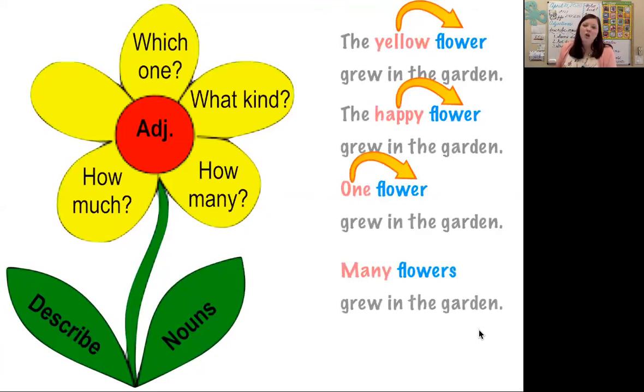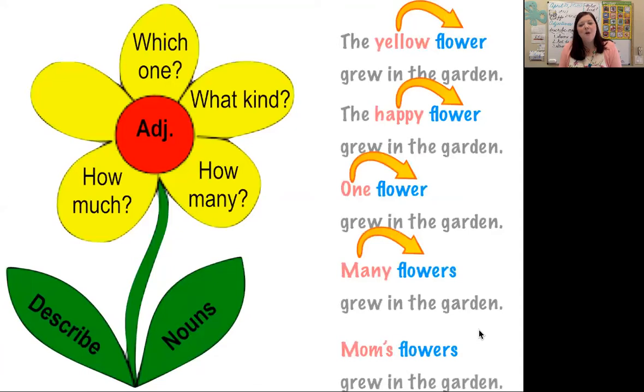2, 7, 24. It could be a word like some or many or much, several, few. So when we think about how many and how much, let's not always think about numbers, but also think about words that tell how much is in the group. Many here is describing flowers.